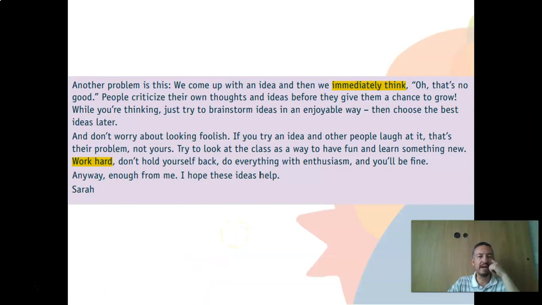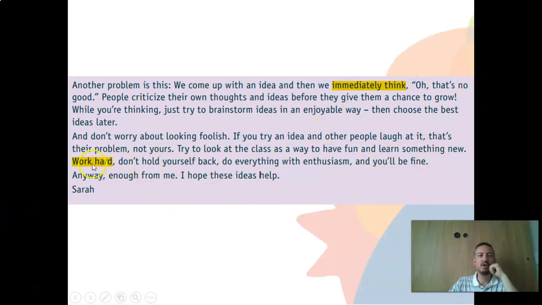Next. Another problem is this. We come up with an idea and then we immediately think, oh, that's no good. So immediately refers to think. And immediately is an adverb of what? How do we think? Immediately. It could be an adverb of manner here, but also an adverb of time, because in an immediate time. Okay? And that's no good.